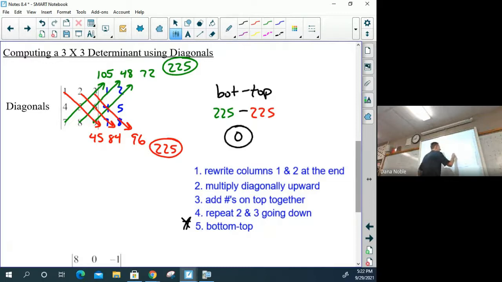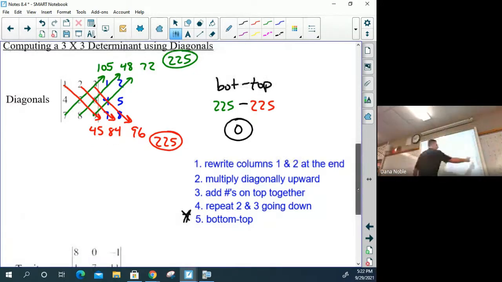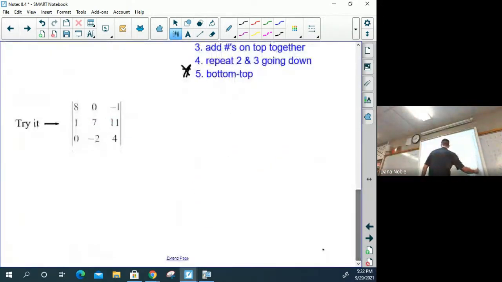It was the same problem from before, but we have now confirmed with 2 different methods that the value of the determinant is 0. Okay? All right. Now, take a second and give this one a try. Now would be a great time to pause the video and try it as I put down the numbers and come up with an answer.